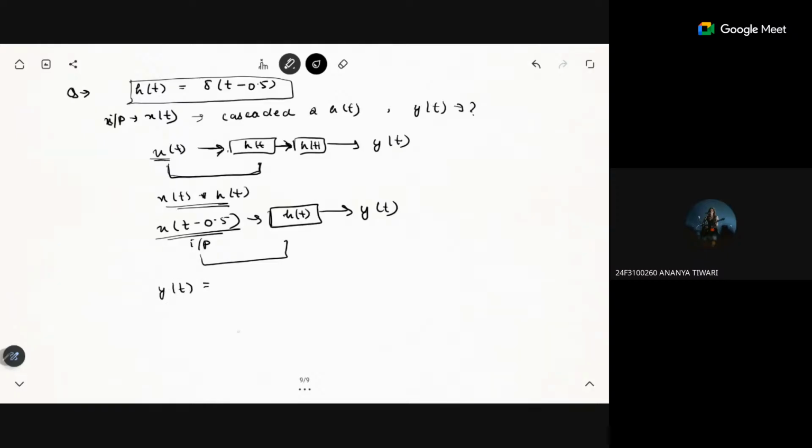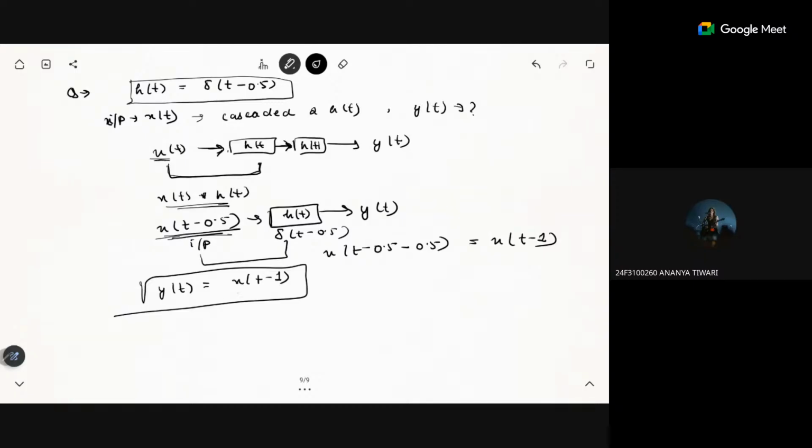x of t minus 1. Correct, x of t minus 1. And how did we get this? This is my input, and it is again convolved with delta(t minus 0.5), and you know convolution with the delta function gives x(t minus 0.5), and again we do this minus 0.5. So we get x(t minus 1). The output is x(t minus 1).